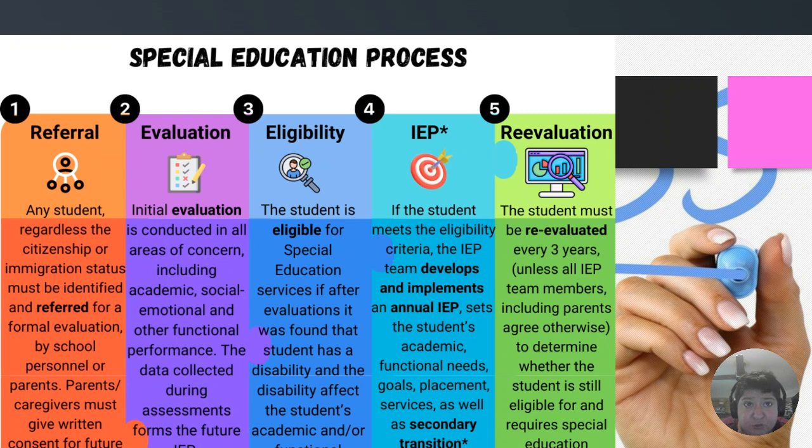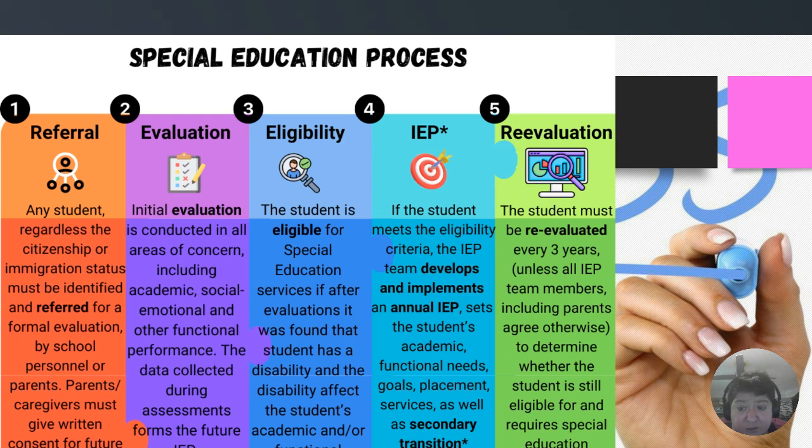So the special education process starts from referral. A referral can be made by parents or caregivers or teachers. Any student, regardless of citizenship or immigration status, must be identified and referred for a formal evaluation, as I said, by personnel or by teachers.